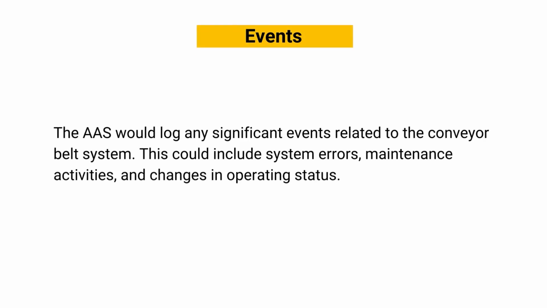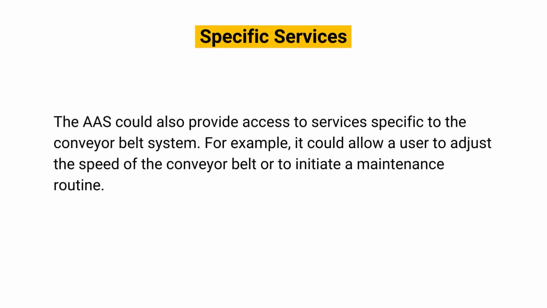Events. The Asset Administration Shell would log any significant events related to the conveyor belt system. This could include system errors, maintenance activities, and changes in operating status. Specific services. The Asset Administration Shell could also provide access to services specific to the conveyor belt system. For example, it could allow a user to adjust the speed of the conveyor belt or to initiate a maintenance routine.